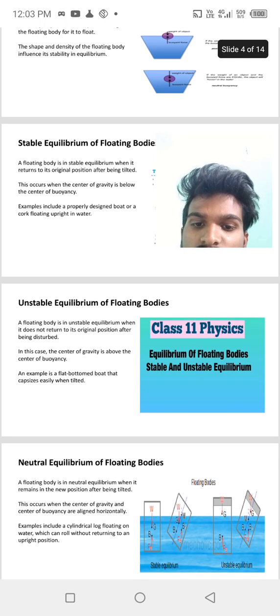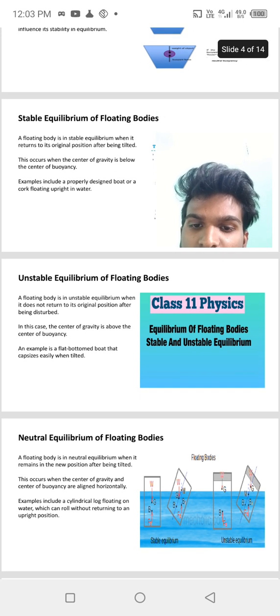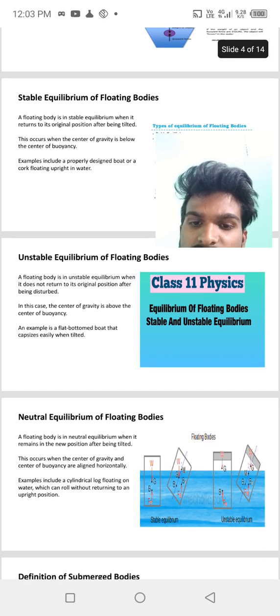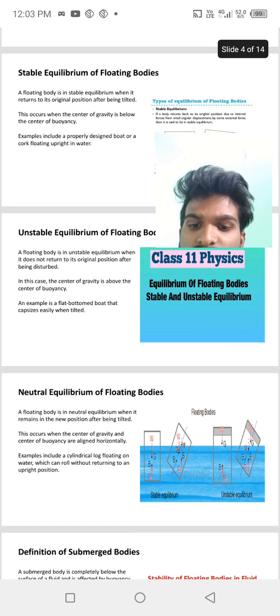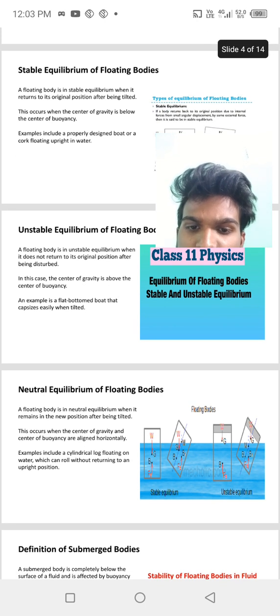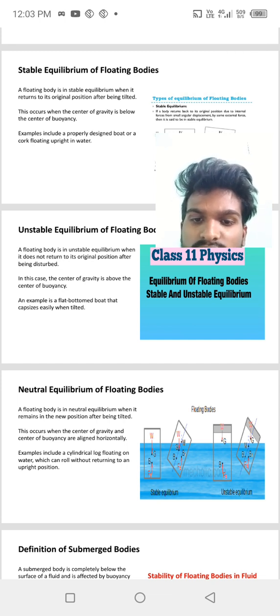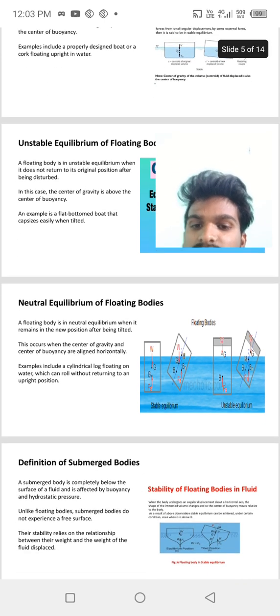Neutral equilibrium of floating bodies. A floating body is in neutral equilibrium when it remains in the new position after being tilted. This occurs when the center of gravity and the center of buoyancy are at the same horizontal level. Examples include a cylindrical log floating on water, which can roll without returning to an upright position.